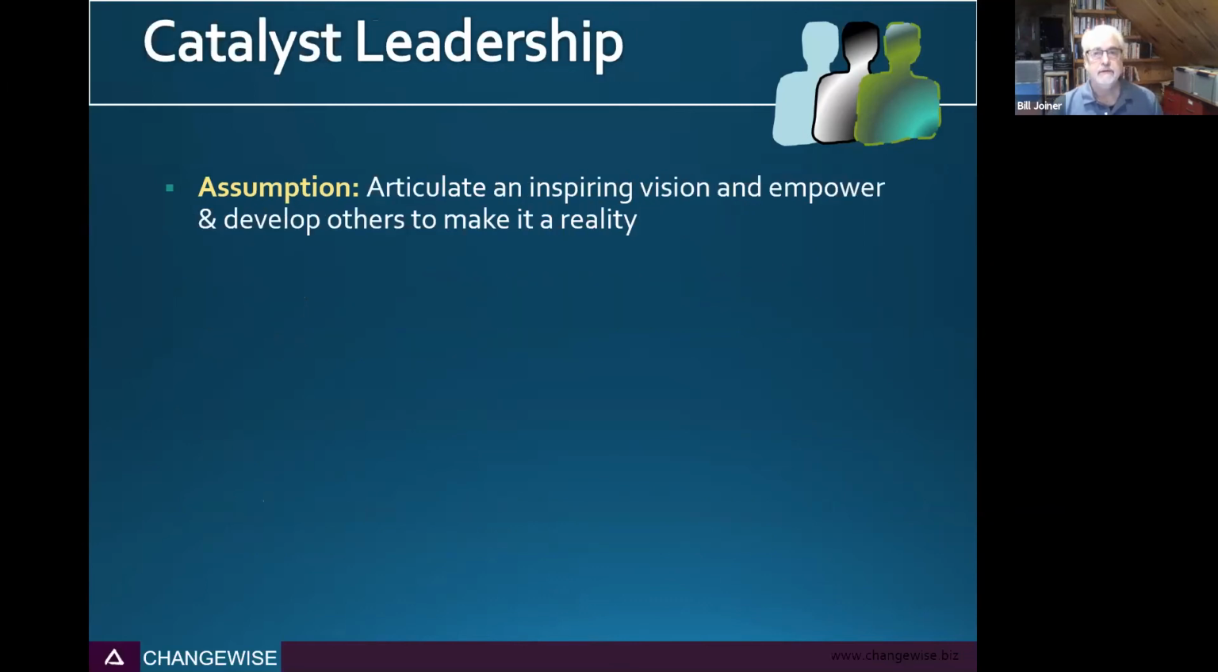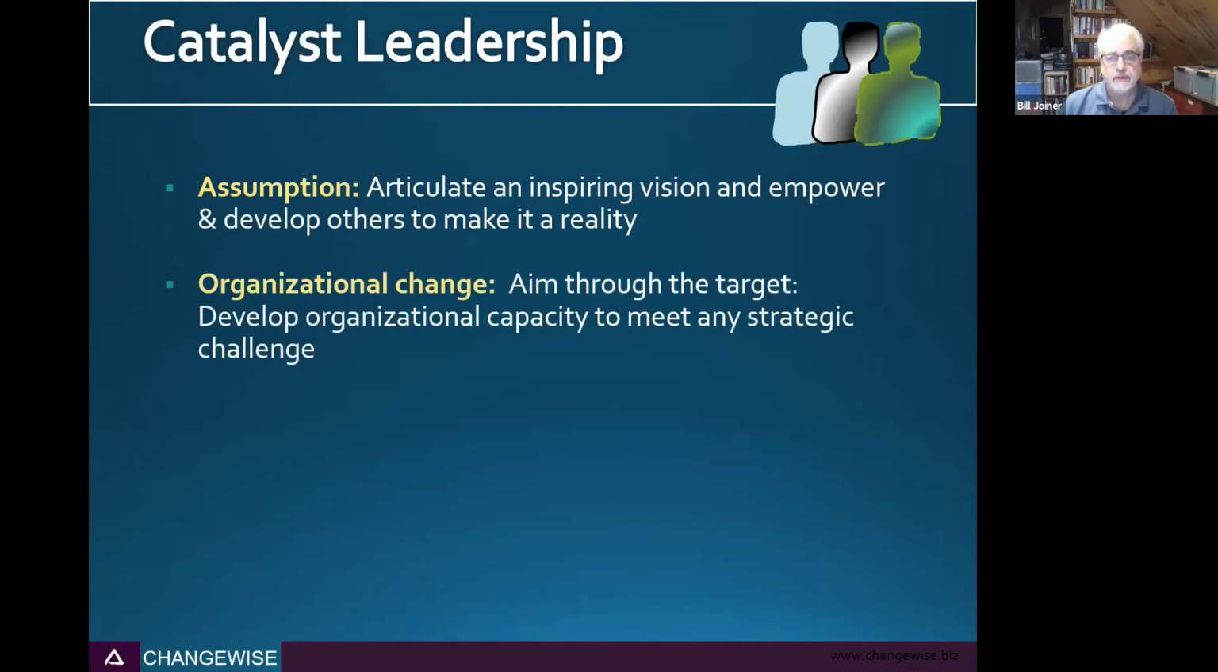Now, the catalyst leadership is an emerging kind of leadership that's very much needed today. The assumption about leadership is that it is about creating and articulating and inspiring vision. I'll tell you in a minute how that vision differs from an achiever vision, but also very importantly to empower others and develop others to realize the vision. In leading organizational change, catalyst leaders, and this was true for all that we studied and worked with, do something that one of them called aiming through the target.